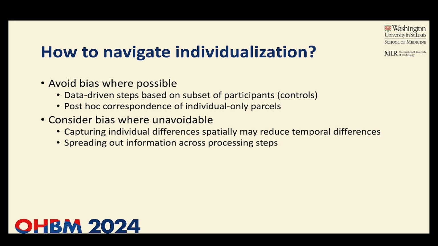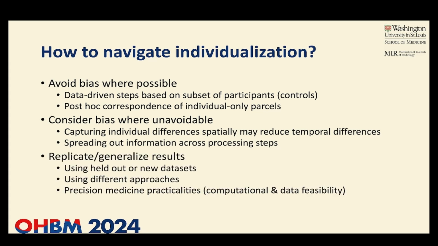There is still going to be bias. To some degree, you can capture information in the original data in multiple ways, and if you capture more of the individual differences spatially, then there might be less temporal information to look at, and vice versa. So there is a risk of spreading out meaningful, behaviorally relevant information across pre-processing steps, and that's something to consider when you're interpreting the results. And one of the most useful tools we have for this section, and really for everything else, is to try to replicate and generalize results using either held out data or a completely new data set, and ideally even using different approaches.